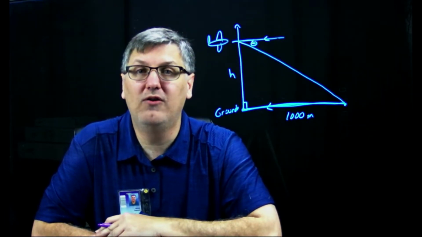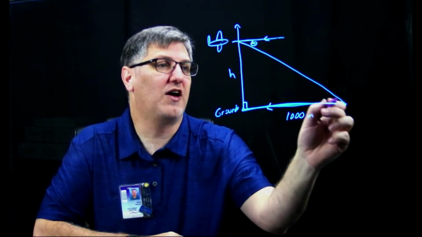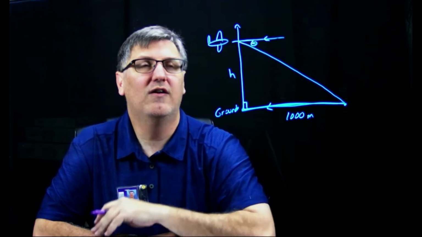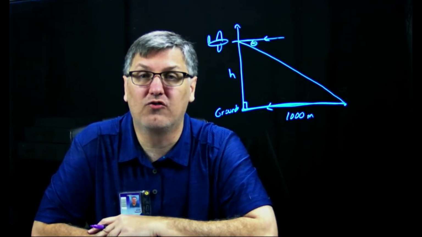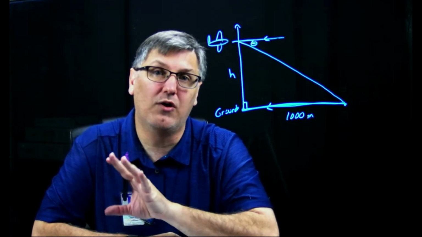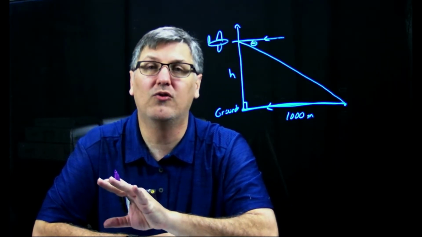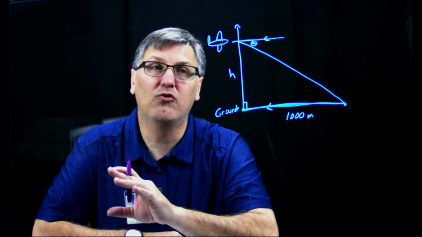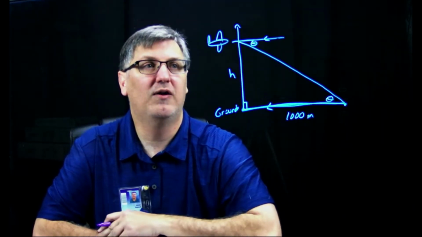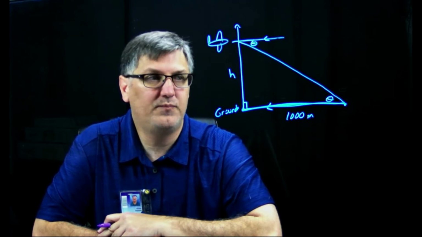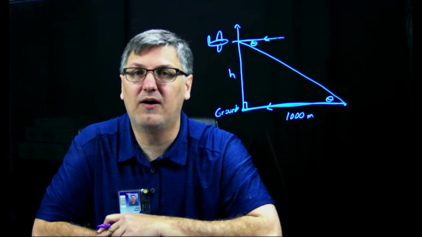The reason we do that is because this line of sight between the camera and the airplane is going to be cut by a transversal. So now we have that geometry scenario where we have parallel lines cut by a transversal, and we know that opposite interior angles are congruent. So this theta is the same as this theta right here. Now we have an angle inside my triangle.